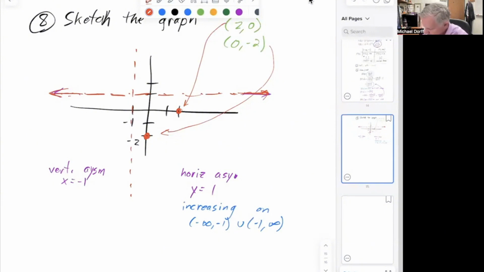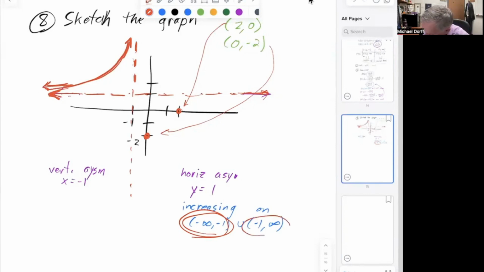I do know that there's going to be this vertical asymptote. So if it's increasing from -infinity to -1, and there's a vertical asymptote here at -1, that means it's going to have to be going up like this. And if I've got a horizontal asymptote on the far left, it's going to be going like this. So it's going to be increasing in this interval. So I'm going to say my function is going to look kind of like that.